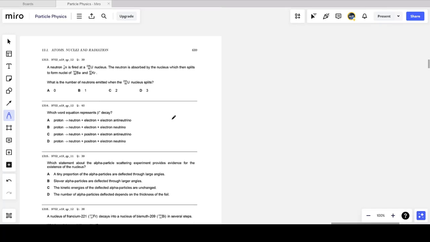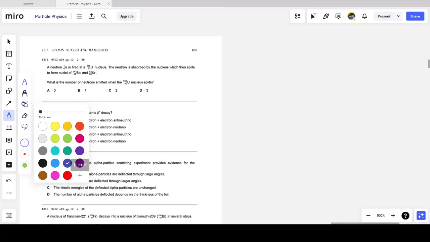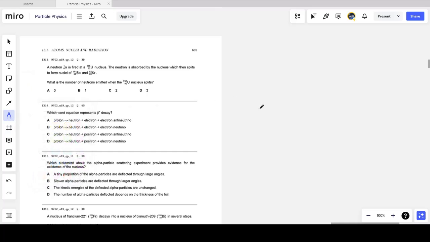The next question is 1313. It's from the March 2019 exam. It's question paper 1, variant 2, and it's question 39 from that paper. So we are told that a neutron is fired at a uranium-235 nucleus. The neutron is absorbed by the nucleus, which then splits to form nuclei of barium-141 and krypton-92. What is the number of neutrons emitted when this nucleus splits?